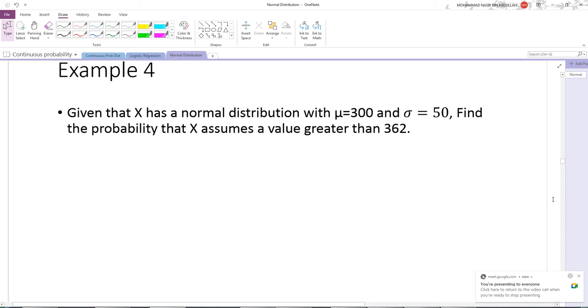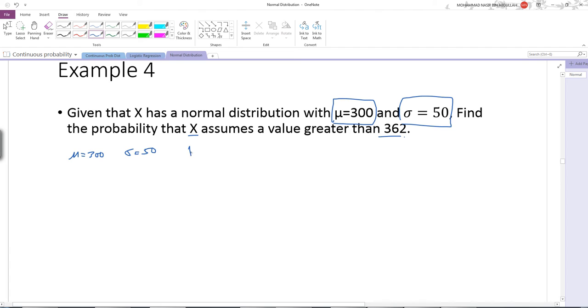Right. Let's look at example number 4. Given that X has a normal distribution with mean equal to 300 and sigma equal to 50. Find the probability of X assume value greater than 362. So mu is equal to 300 and sigma equal to 50. We want to find probability of X more than 362. And when we draw a normal distribution curve, mean is equal to 300, and this is the area that we want to find, which is 362.